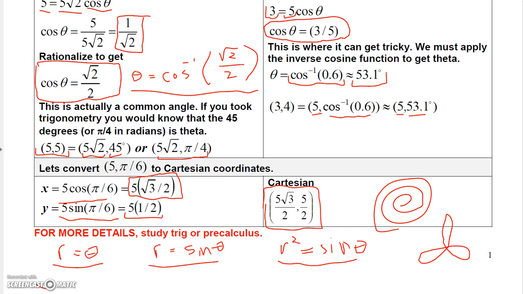Okay, that pretty much ends the chapter on conic sections and polar coordinates. So we'll move on to another chapter in the next video.